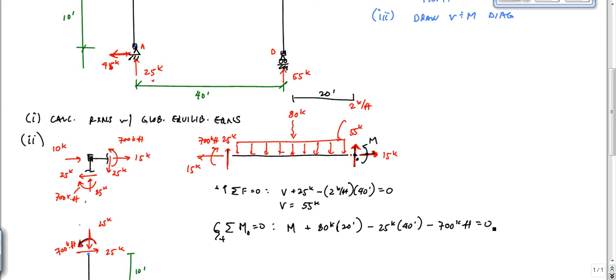Oh, the suspense and the drama. And M is equal to some number that should be 700 minus 1600 plus 1000, which is equal to 100 kip feet. And it's positive, meaning that the direction that we said is okay. So I can turn this red now.